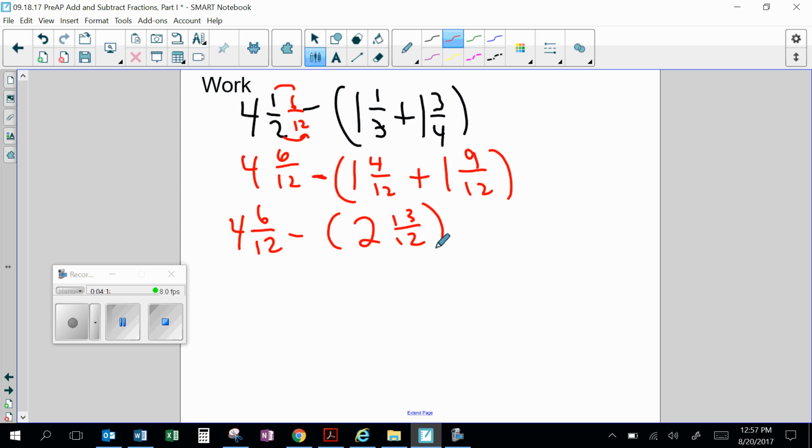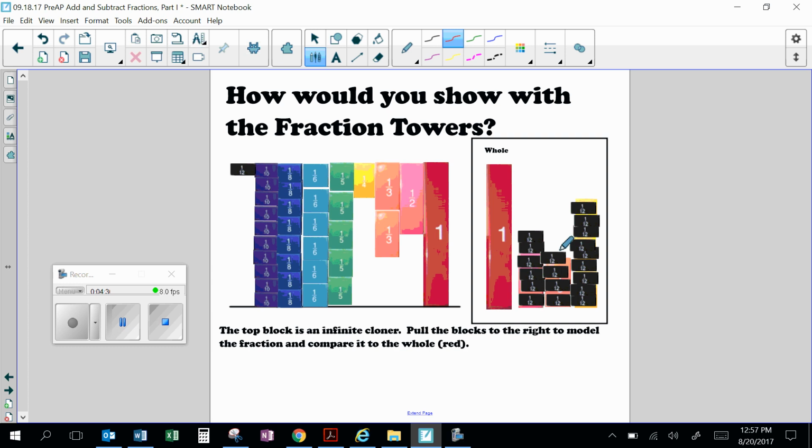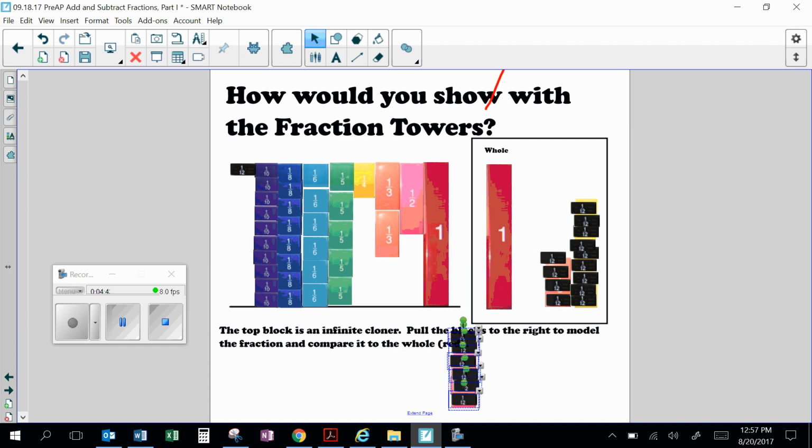Oh, goodness gracious. What do you notice about this fraction, 13/12? First of all, I notice that the numerator is greater than the denominator. That is called an improper fraction. What do you remember about improper fractions? Do you remember how to turn that into a mixed number? Let me take these away. We'll come back to this later.